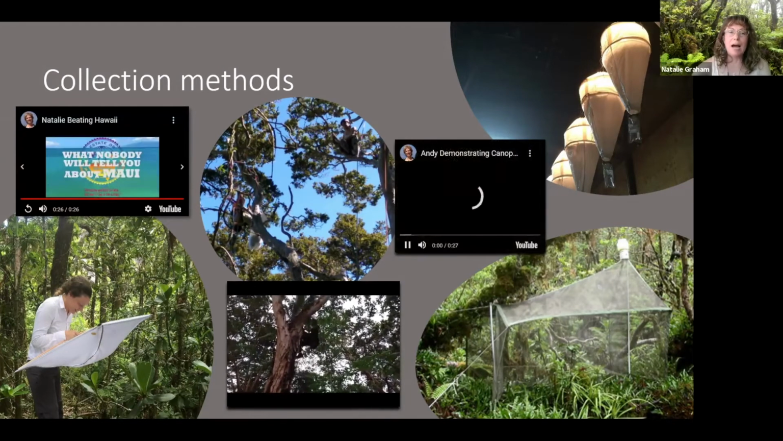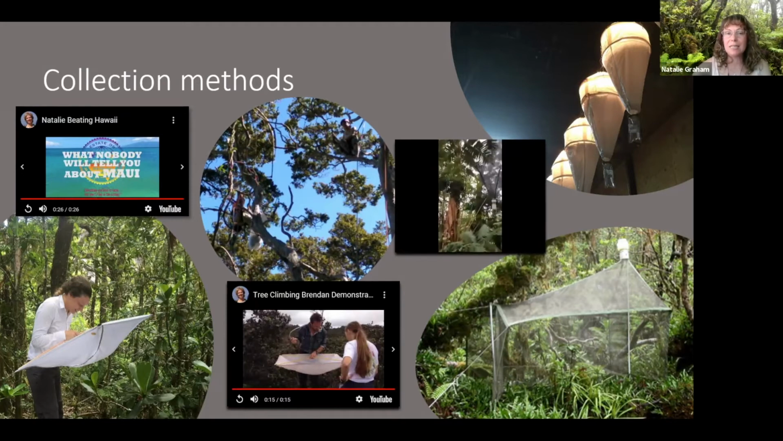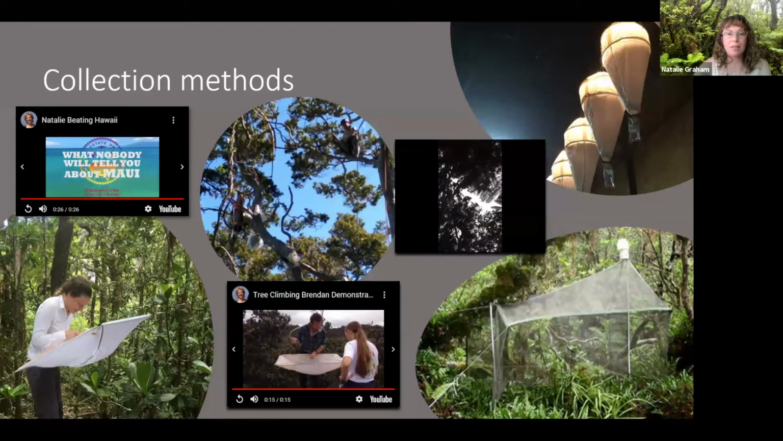We also used some passive trap methods. So we hung malaise traps, which are basically like mosquito netting tents. And we put ground malaise traps up. That's the picture in the bottom left. We also sampled the leaf litter. So that top right picture is a malaise trap, and the arthropods are sampled from the soil there. So we kind of got every level of the stratified forest.